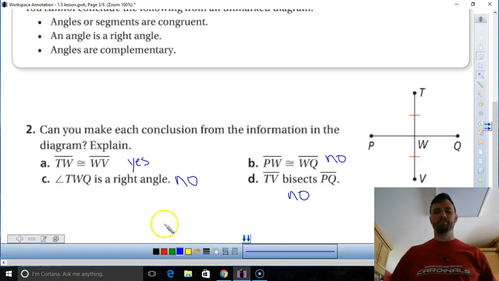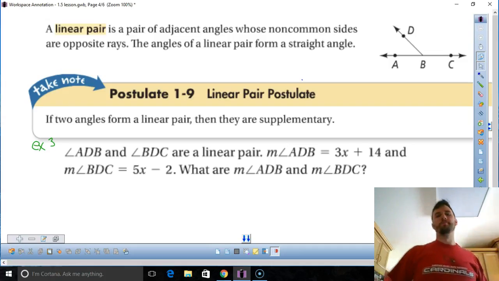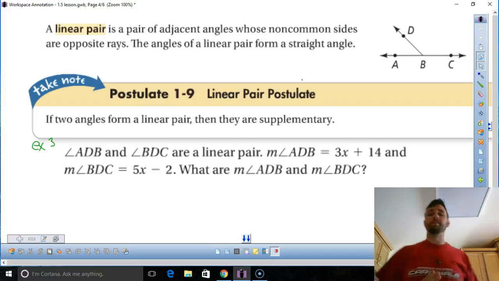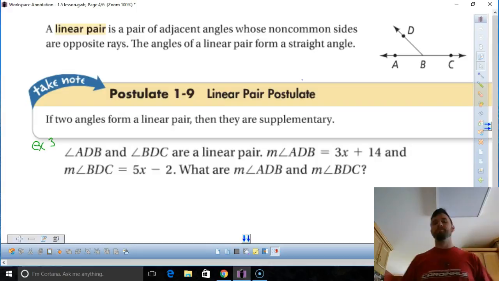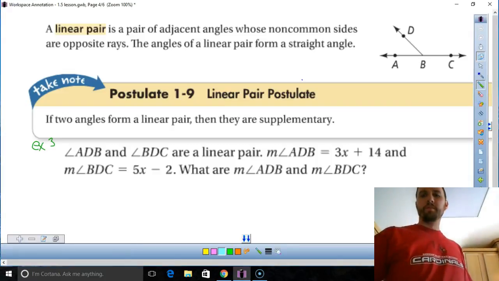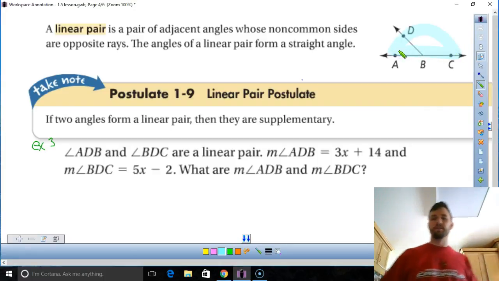Alright guys, two more slides to go. Next thing we're going to talk about is linear pair. A linear pair is a pair of angles that make a line. Linear means line, so hopefully that should click. So we have a postulate. If they form a linear pair, they're supplementary. Because what's the angle of the line? 180 degrees. So of course they're supplementary. You can look up here in the picture, this forms a line, and the angle of the line is 180 degrees.